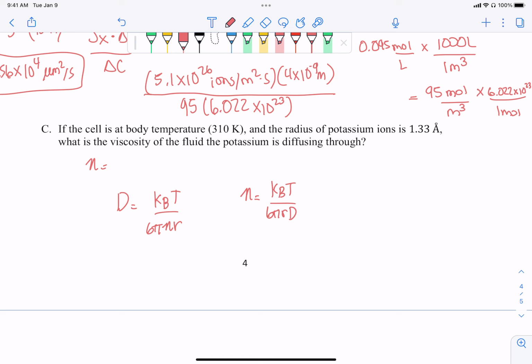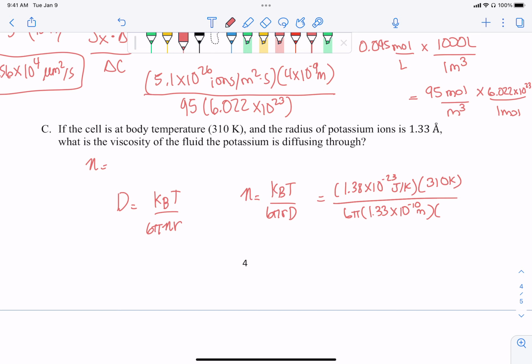So you can plug things in, right? 1.38 times 10 to the negative 23 joules per Kelvin times our temperature, 310 Kelvin, right? Divided by 6 pi times our radius. And that was 1.33 angstroms, which is times 10 to the negative 10 meters, I believe. Yeah.